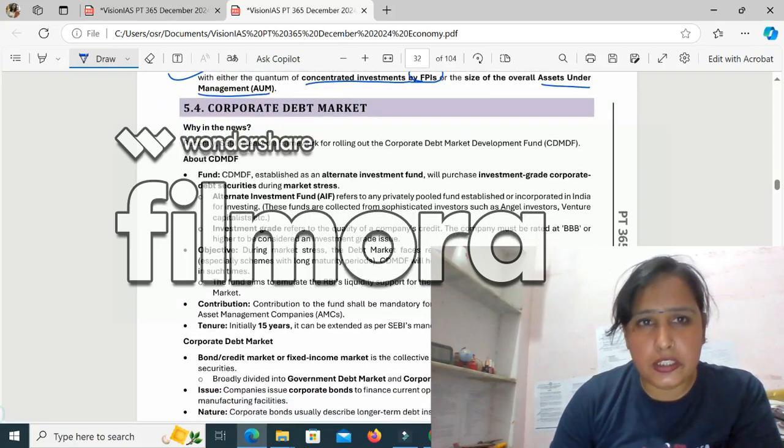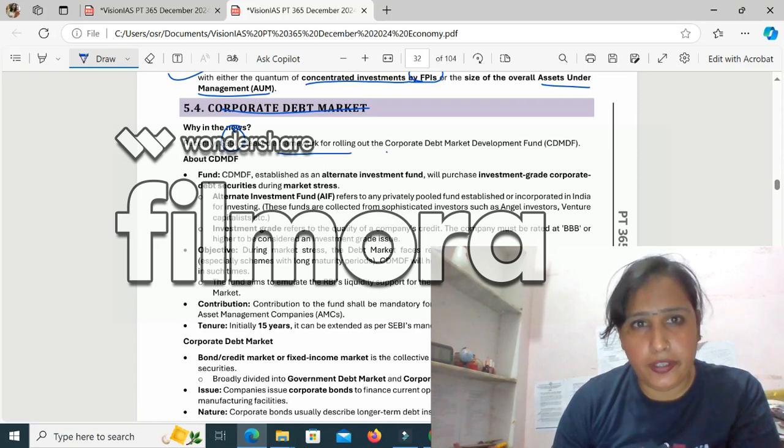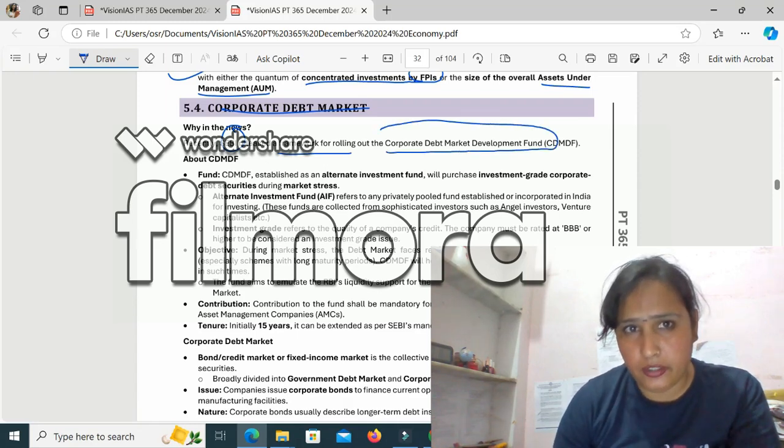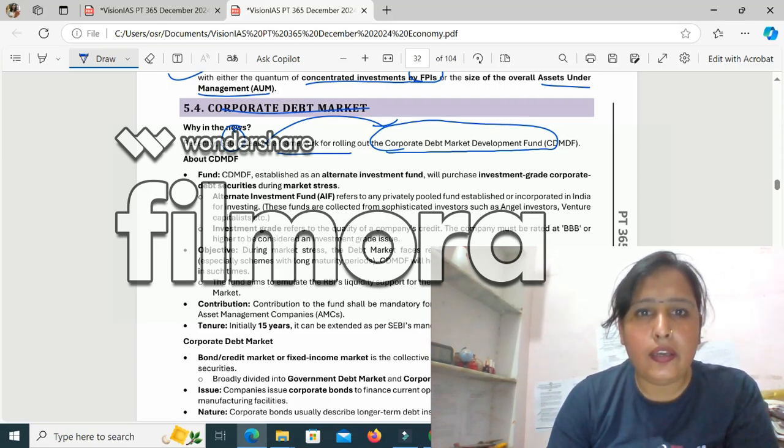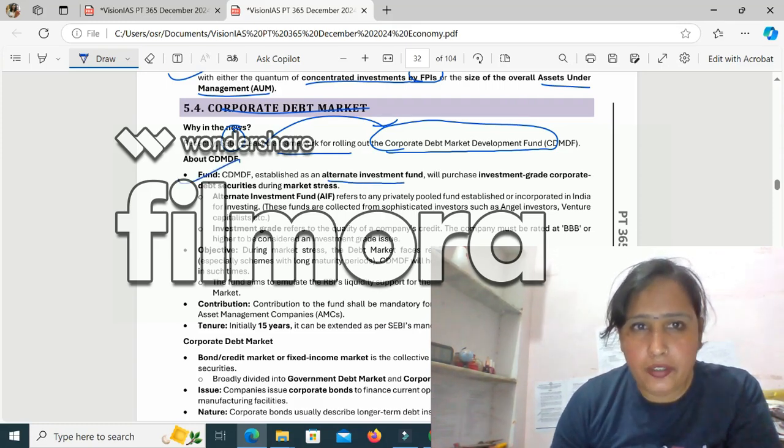Okay. Now, the next one is the corporate debt market. What is this? SEBI is releasing the framework for rolling out the Corporate Debt Market Development Fund. SEBI has released the framework for the Corporate Debt Market Development Fund, and this fund is established under the Alternative Investment Fund.